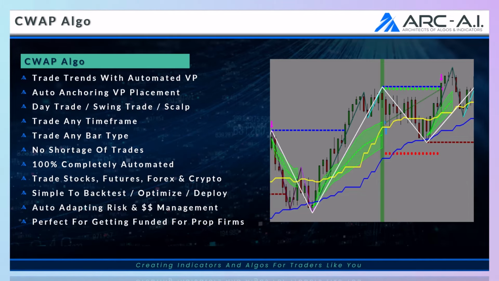You don't have to do anything other than turn it on, adjust your risk size, and basically let the strategy trade for you. This is ideal for day traders, traders looking to get funded for prop firms. You will not have a shortage of trades because it's a day trading system that's designed to trade on smaller time frames. And then ultimately, you can trade stocks, futures, forex, and even cryptocurrency as long as you have market data on the platform. Now, what's most important about this is it's simple. It's simple to test, it's simple to prove, and it's simple to trade.